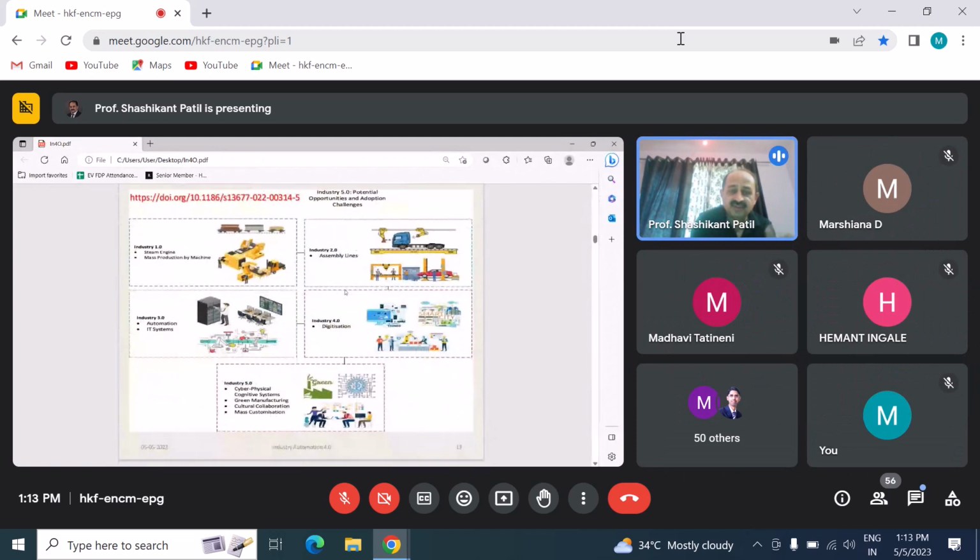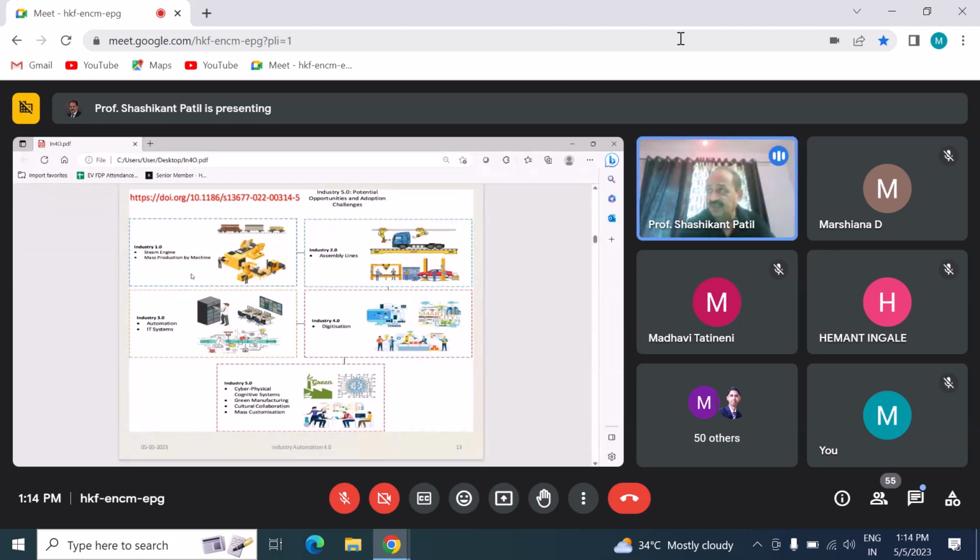Moving to another slide, which describes potential opportunities and adoption challenges. This is one way to introduce how the revolution started. The steam engine and mass production by machine is industrial revolution 1, and assembly lines are industrial revolution 2. Automation, IT systems and all that is industrial revolution 3. Digitization of everything, IoT and all that is industry 4.0, the smart systems, and industry 5.0 is the intelligent systems.